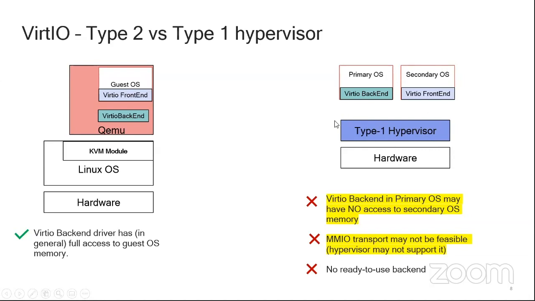What I've shown here is a Type-1 hypervisor. It could be something like Xen, for example. Where we wanted to place the backend is in another OS. So for example, this is the secondary OS having the front end portion of, let's say, the block driver. The backend portion of the block driver will have to come from another operating system. And in general, the Type-1 hypervisor that we are dealing with attempts to block access across OS memory access. So the primary OS will not be able to access any part of the memory of the secondary OS, right? And that's required from a security and isolation perspective. So that was one of the big problems that we encountered.